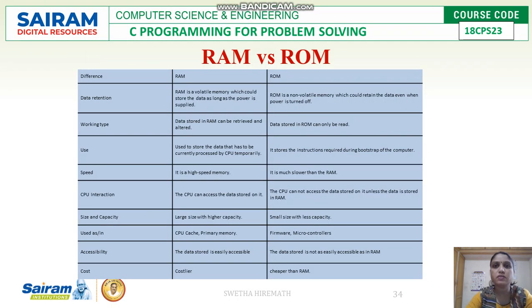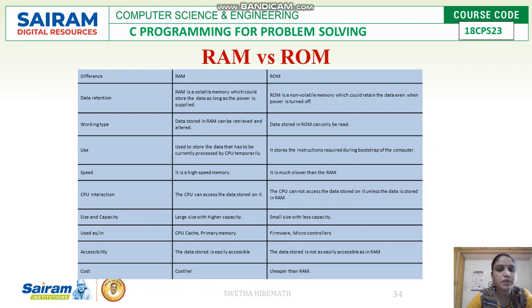So coming to the difference between the RAM and ROM, in the last video I was explaining the differences. So we will see the remaining part here. Based on the speed, we are going to differentiate it into high speed and slower than the RAM. Then CPU interaction. The CPU can access the data stored in RAM directly. The CPU cannot access the data unless the data is stored in RAM. So it cannot directly access the data which is present in ROM, but it has to be transferred to RAM, then only the CPU can access the data.